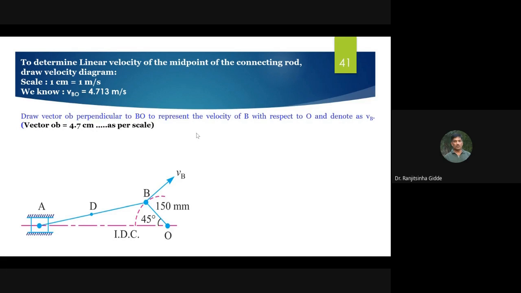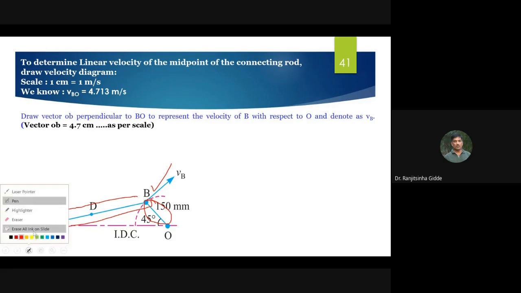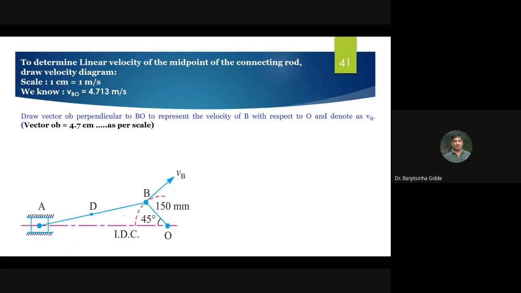Next line, write down. So velocity diagram means we are going to draw a vector for this, a vector for this, which indicates velocity for this B, which indicates velocity for this A. So as a construction line, we are going to draw a perpendicular line here, or a line perpendicular to the link.